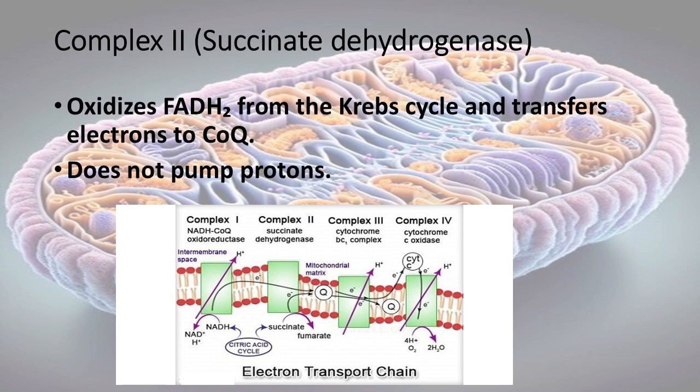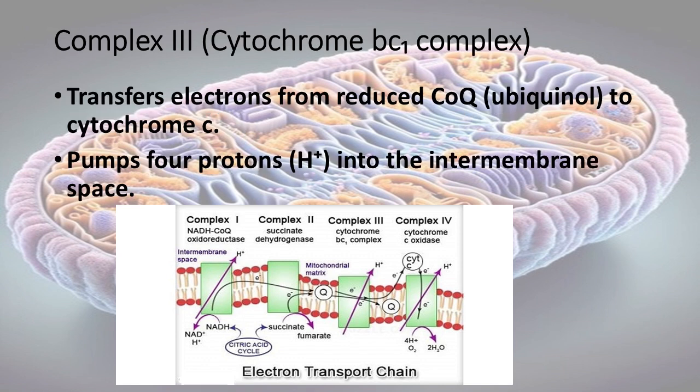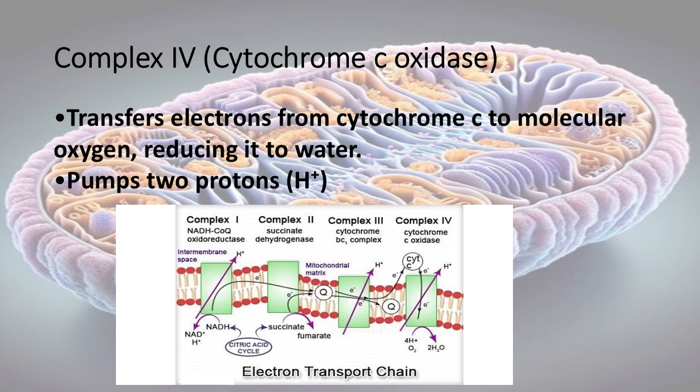Complex 2, succinate dehydrogenase, oxidizes FADH2 from the Krebs cycle and transfers electrons to COQ. It does not pump protons. Complex 3, cytochrome BC complex, transfers electrons from reduced ubiquinol to cytochrome C, pumps 4 protons, H+, into the intermembrane space. Complex 4, cytochrome C oxidase, transfers electrons from cytochrome C to molecular oxygen, reducing it to water, pumps 2 protons.